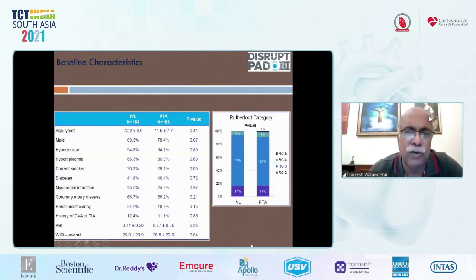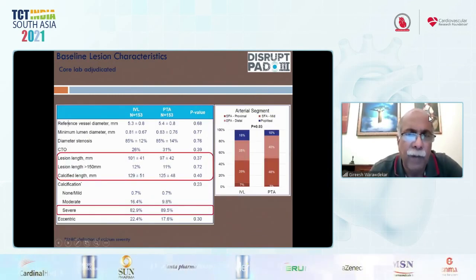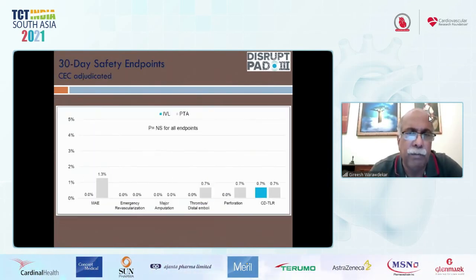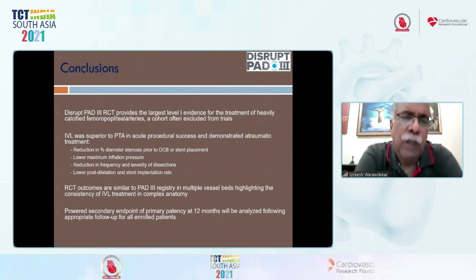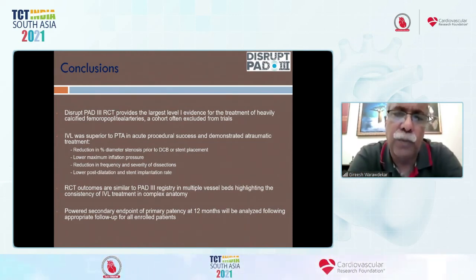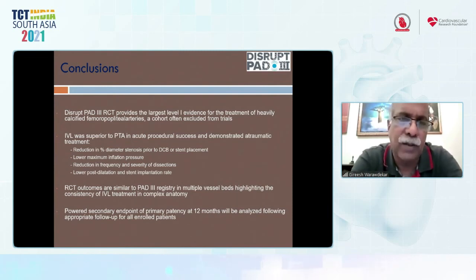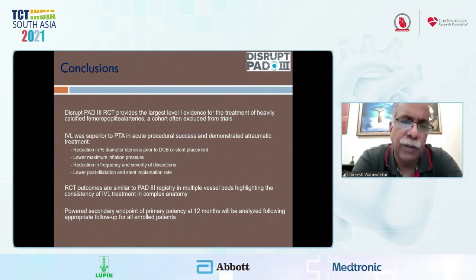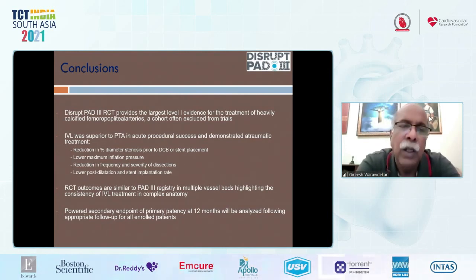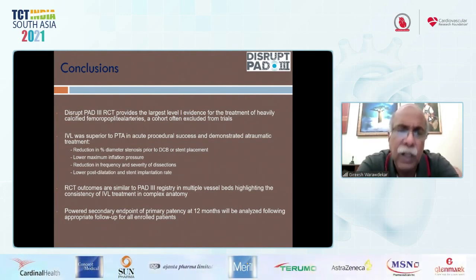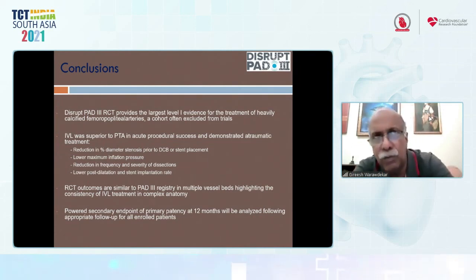So I won't go too much into the details of it because I don't have the time. But suffice it to say that the Disrupt PAD trial was very good. The IVL was superior to PTA in acute procedural success and demonstrated atraumatic treatment, reduction in the percentage diameter stenosis prior to the DCB or stent placement, lower maximum inflation pressure, reduction in frequency and severity of dissection, and lower post-dilatation and stent implantation rate. That's why we say that don't leave anything behind.